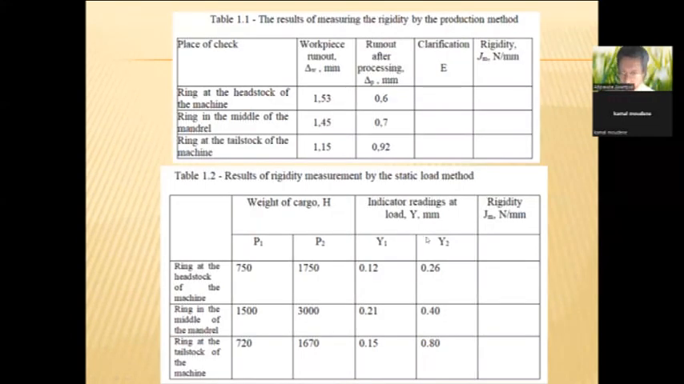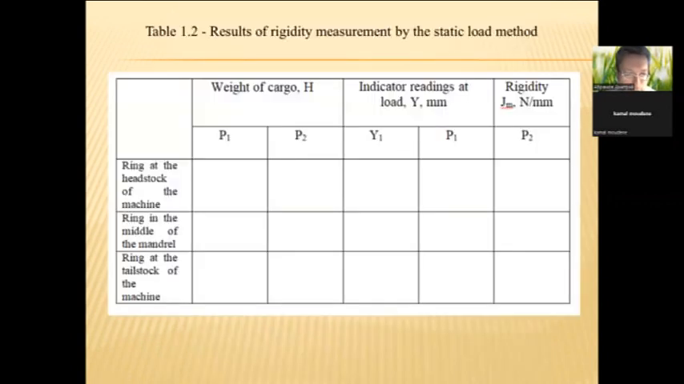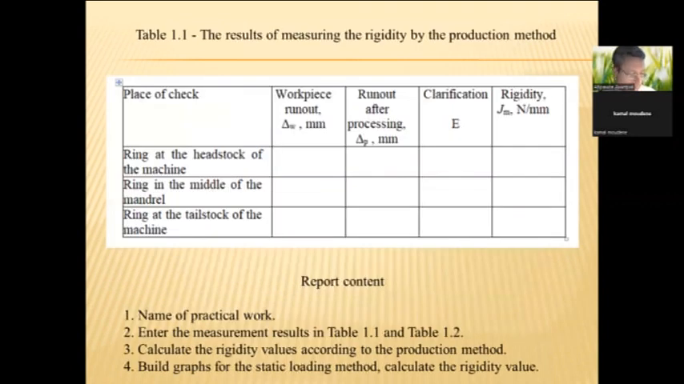When you finish table 1.1 and 1.2, here is what you need to have in your report. First, the name of the practical work. Second, enter the measurement results in table 1.1 and table 1.2. Calculate the rigidity values according to the production method and the graph of the static loading method. Calculate the rigidity value. You have all these items.